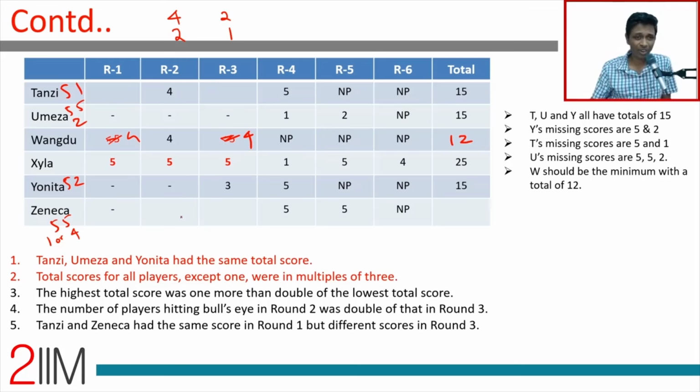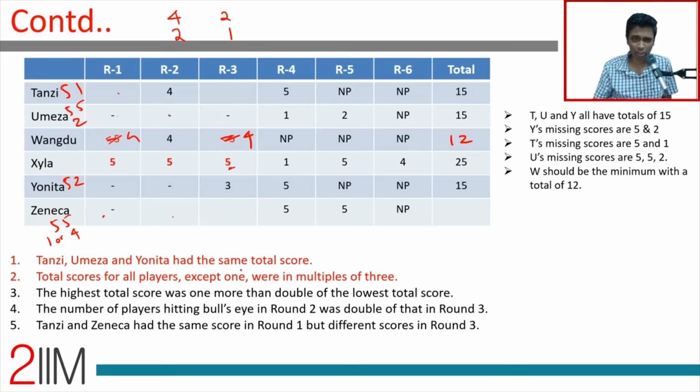Now, 1 and 2 looks a little off. That's too few bullseyes. Two bullseyes are still to come for Zeneca and Umeza. Xyla has already got bullseyes in all 3. So if this is 1, this is 2, then there's no bullseye from any of the others. These 2 have to be bullseyes. These 2 have to be bullseyes. This has to be a bullseye. All other bullseyes have to come in round 2 and round 1. Nothing in round 3 because there's already been 1 bullseye.